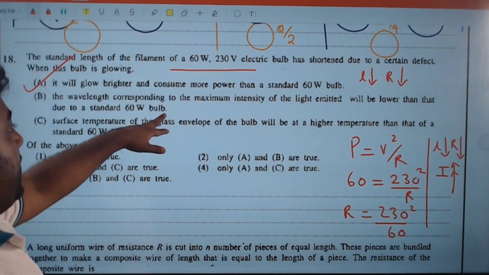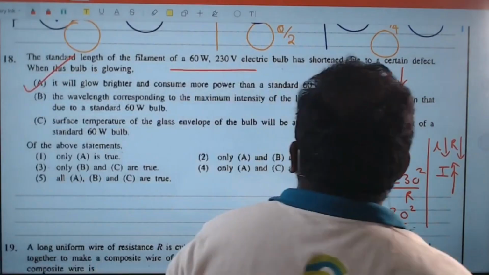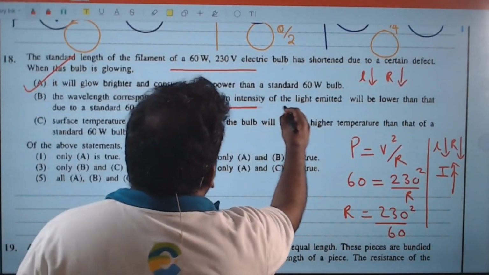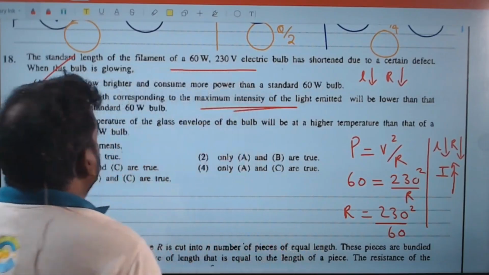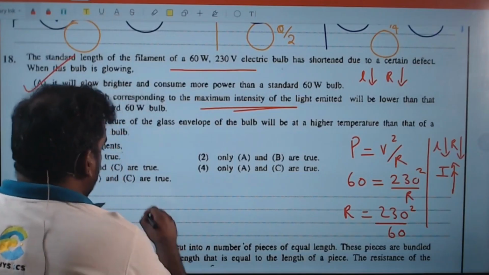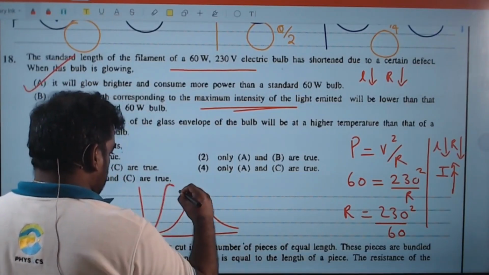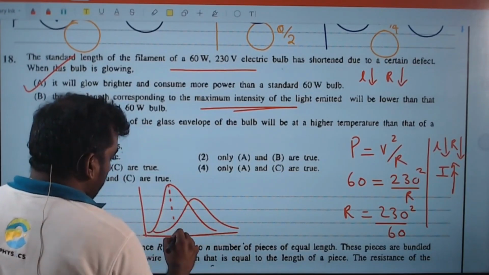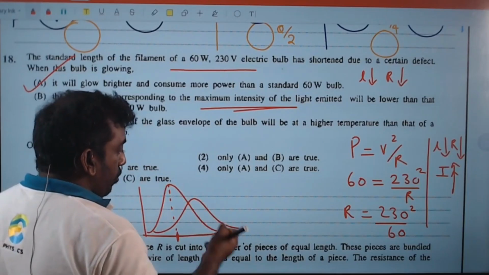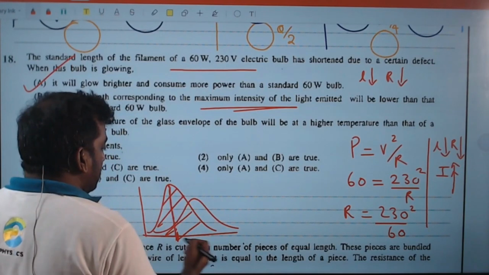Wavelength corresponding to the maximum intensity of light will be lower than that of a standard 60 watt bulb. Now this is connected to radiation. So all of you know, wavelength becomes lower. Why? Intensity of light is more. More intensity means greater area. Greater area means wavelength will reduce.